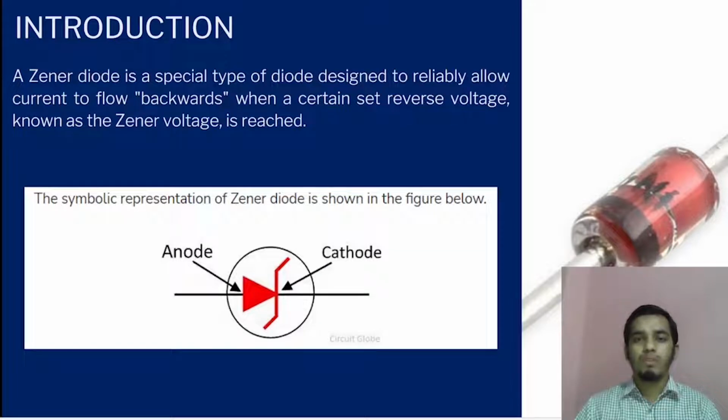In simple words, a Zener diode is a silicon semiconductor device that permits current to flow in either a forward or reverse direction. The diode consists of a special heavily doped p-n junction designed to conduct in the reverse direction when a certain specified voltage is reached. That's pretty basic about Zener diode.